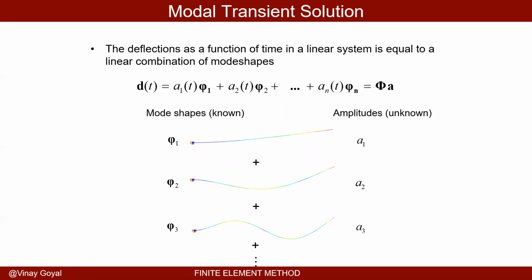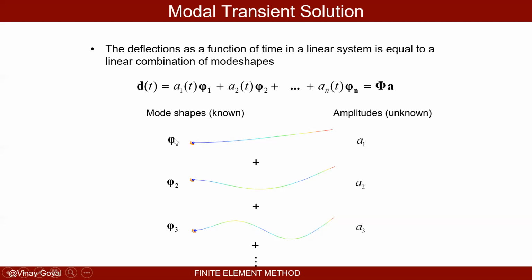So let's look at what is going on. If I say that the deflections as a function of time in a linear system is equal to a linear combination of mode shapes, that'll be very powerful. Say I have this mode shape from the previous lecture for a beam that's clamped. That's what you'll expect for the first mode shape. For the second mode shape, this is what I got. For the third mode shape, this is what I got. I have like 40 of them for this beam with 20 elements.